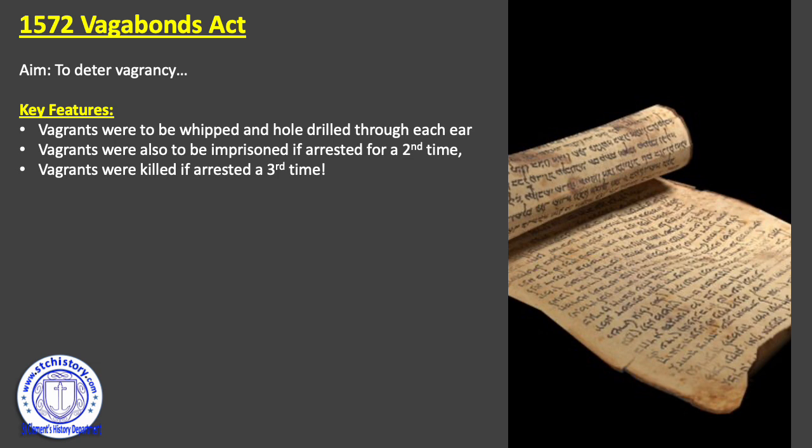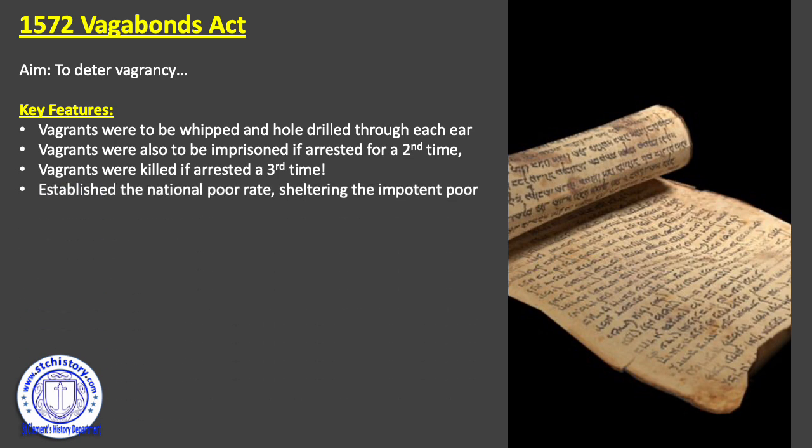So again, just before we move on to getting towards the end of this lesson, have a practice of a features question, one feature of the Vagabond Act. You pick and you just write a little bit of supporting detail for it. So one feature of the Vagabond Act was it was to deter vagrancy. That's your feature, isn't it? And then the supporting detail, any one of those things, or a mixture of all three if you want.